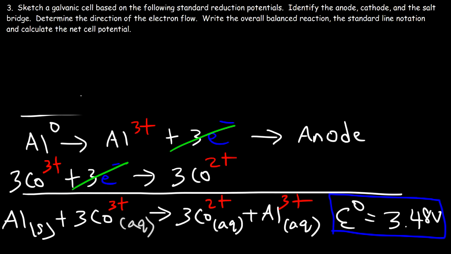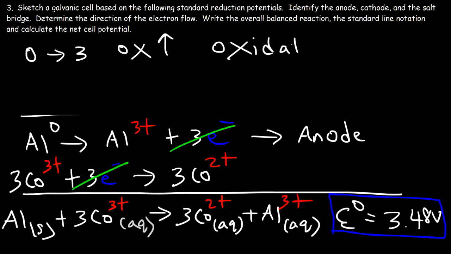And as you can see, the oxidation state goes from 0 to 3. So therefore the oxidation number increases. So this is an oxidation half reaction. And plus we have the loss of 3 electrons. If the electrons are on the right side, then that tells us that aluminum is losing electrons.